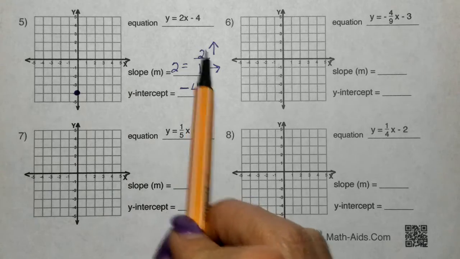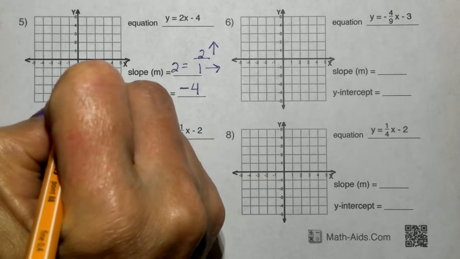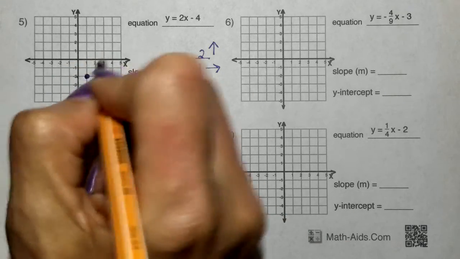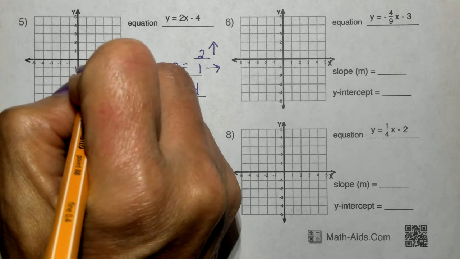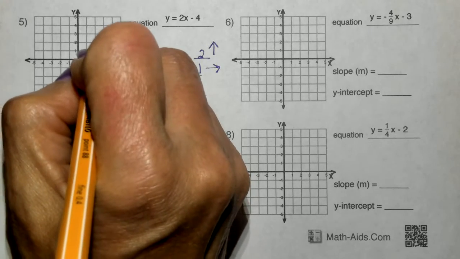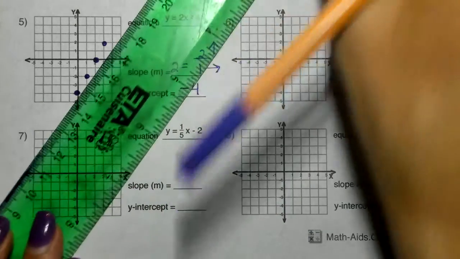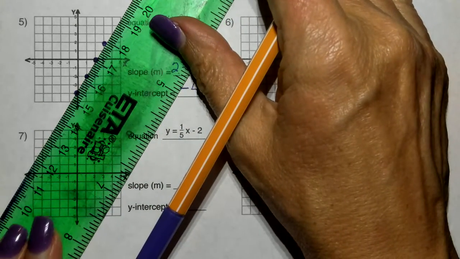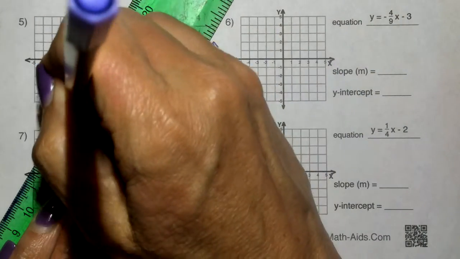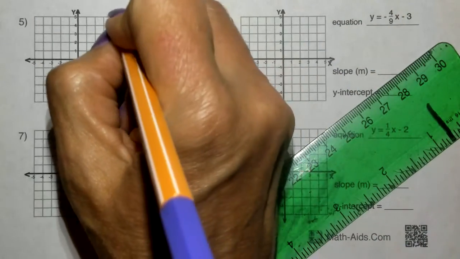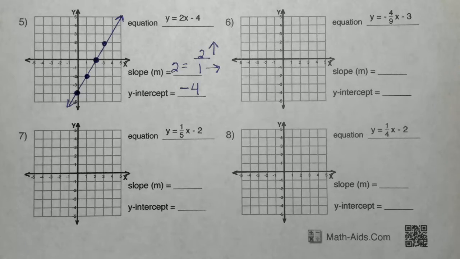I'm going to go up 2 blocks to the right 1 block. So I'm going to go up 2 to the right 1. Let's do that again. Up 2 to the right 1. You can do that as many times as you want to get as many dots as will fit on your graph. And then again, we're going to connect those in order to get our line. Edge to edge of your graph and arrows on either end.